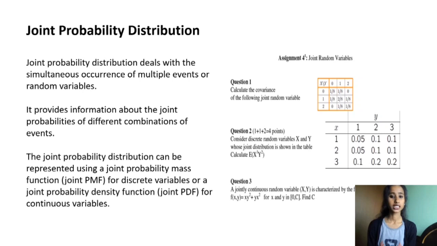Joint probability distribution. It deals with the simultaneous occurrence of multiple events or random variables. It provides information about the joint probabilities of different combinations of events. The joint probability distribution can be represented using a joint probability mass function for discrete variables or a joint probability density function for continuous variables.